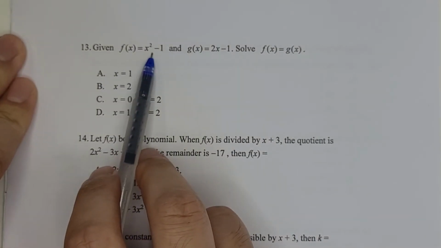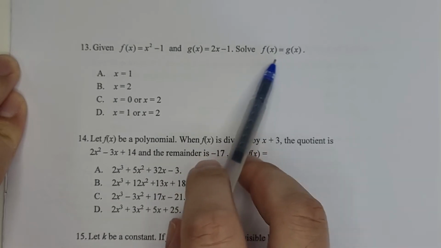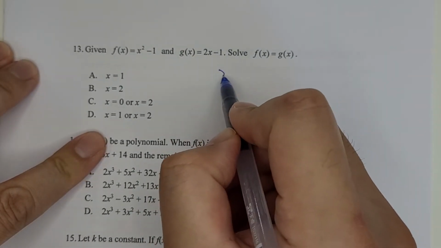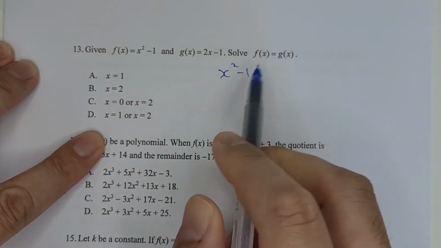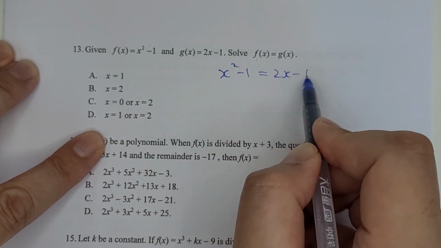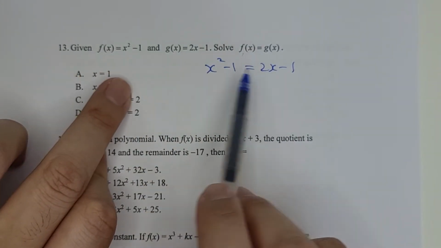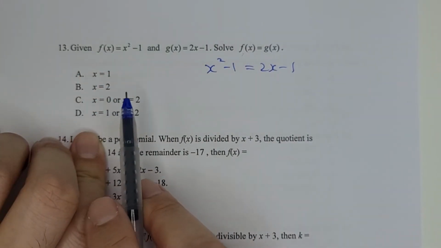f(x) equals x squared minus 1, g(x) equals 2x minus 1. Solve this one. Okay, so f(x), x squared minus 1, equals g(x), that is 2x minus 1. Just directly substitute these two in this equation.